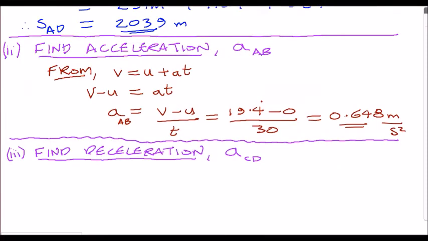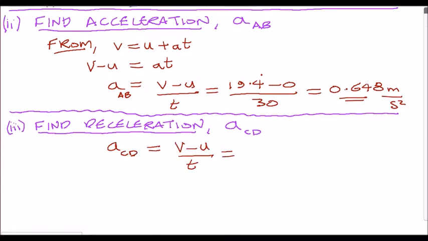I think in this case it's fairly clear to see it's the same formula again. It's just different information we've got given to us. It will be 0 minus the 19.4 recurring divided by the time taken. In this case it was 60 seconds. So that gives you a negative value for acceleration, which is what you should get. So I get negative 0.323. Again, units, meters per second squared.